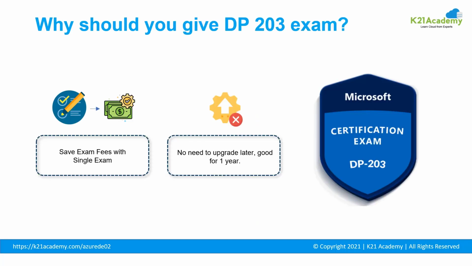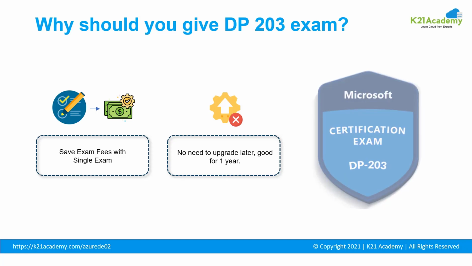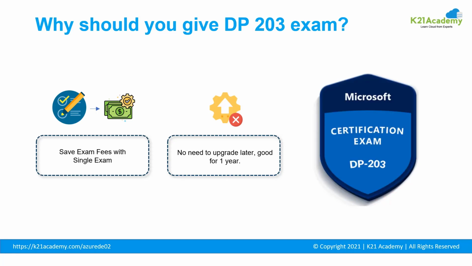Now why should you give the DP-203 exam directly? First of all, you can save the exam fees. You had to take two exams, so you had to pay the fees for two separate exams. But now you can just give one single exam. So this is a major advantage, right? Secondly, you don't have to worry about upgrading the new certification. You are good for 1 year and you will have the upgraded version of the certificate.